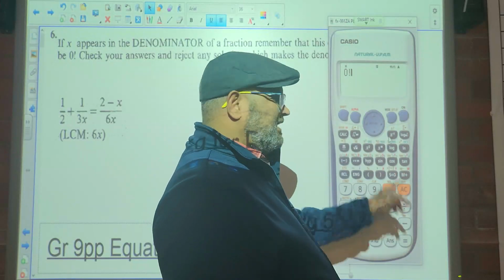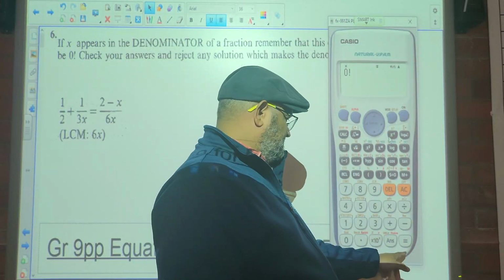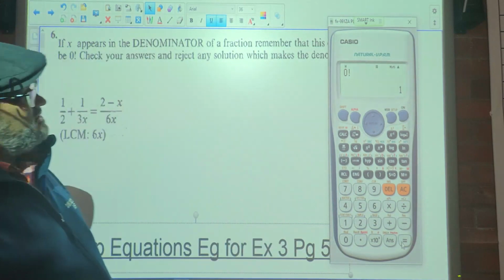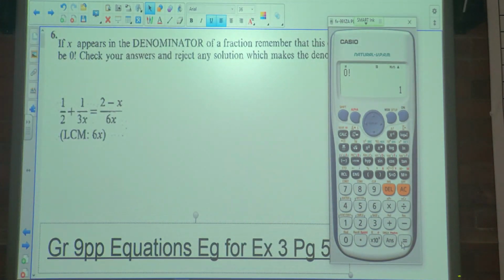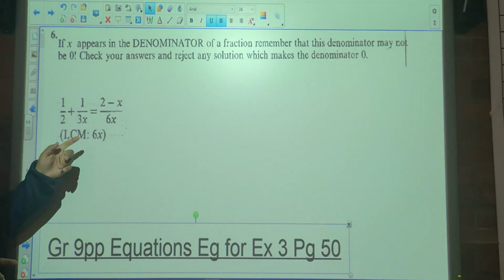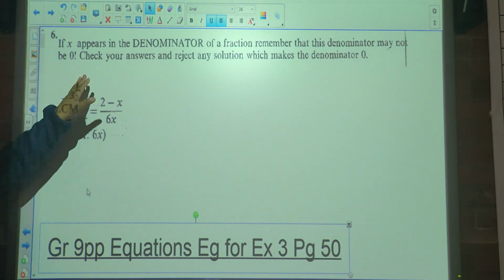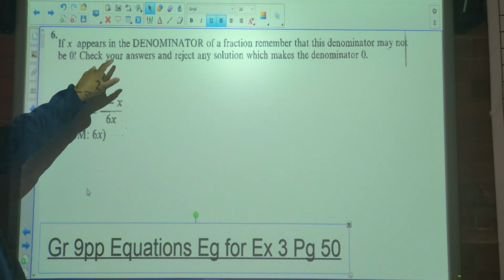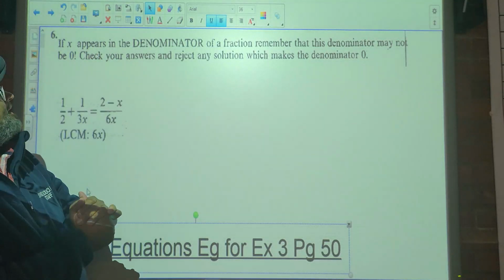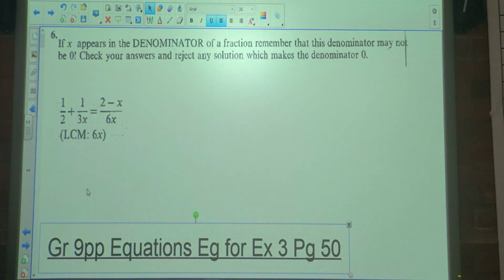Euro. Yeah, English took this from us, okay. You see 0 so 0 exclamation is 1. Exclamation. But anyway, they're trying to say that the denominator may not be 0. They shouldn't be shouting in maths, okay. Then we are told to check your answer and reject any solution which makes the denominator 0.